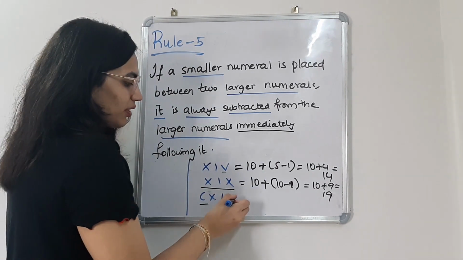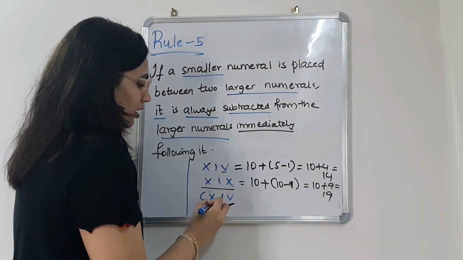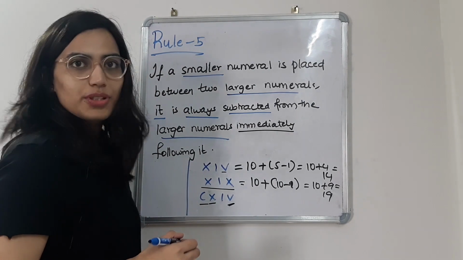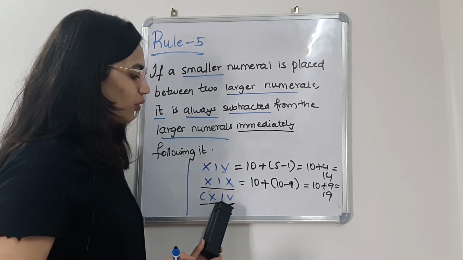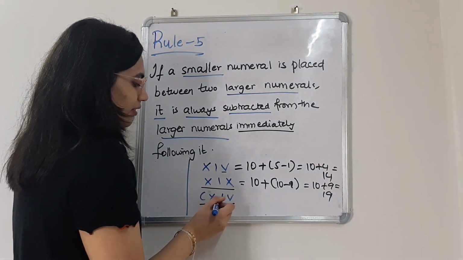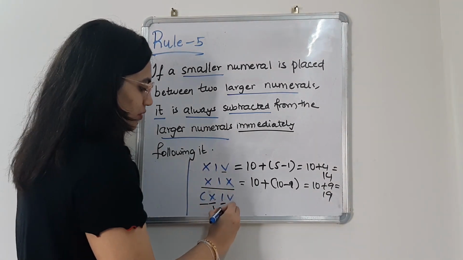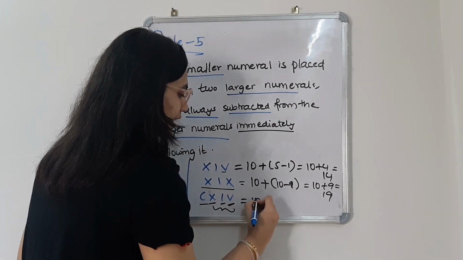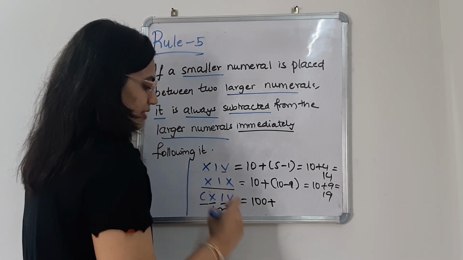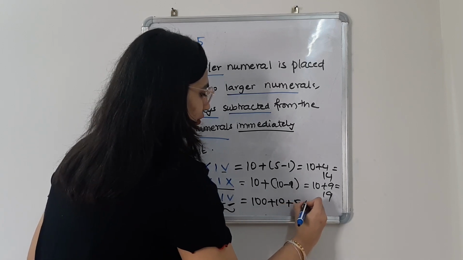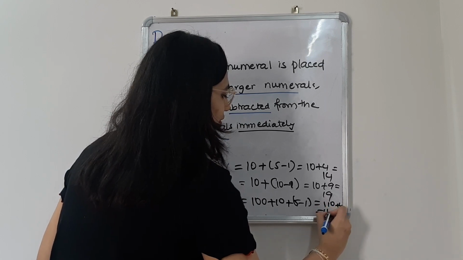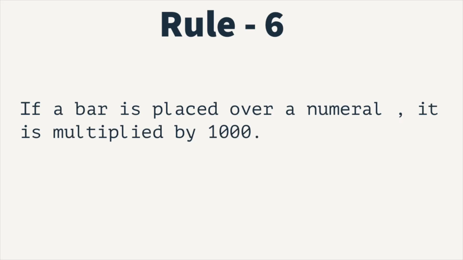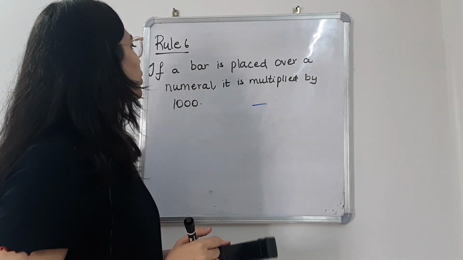Now this one, 100. It is saying only about the numeral following it. Now we have two numbers in between, right? So what is this? 4, right? And this is a smaller numeral. This is placed in between these two. So can we write this as 100 plus, same as this one, 10 plus 5 minus 1. So it is nothing but 110 plus 4, 114. Okay.